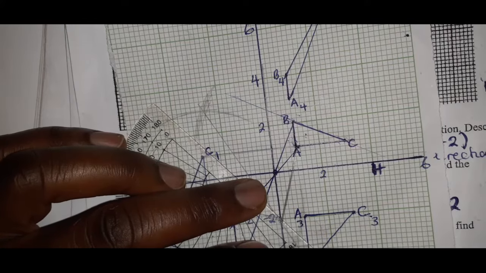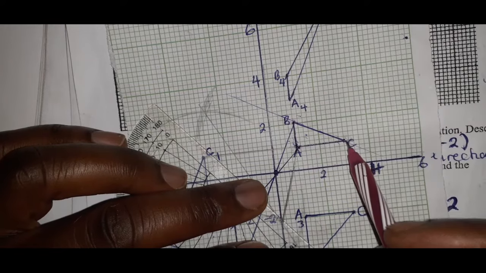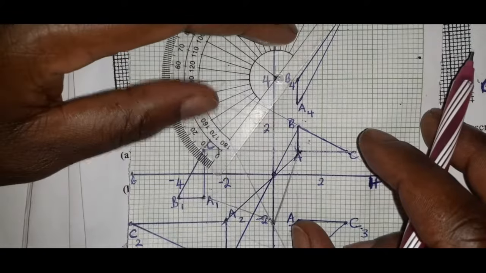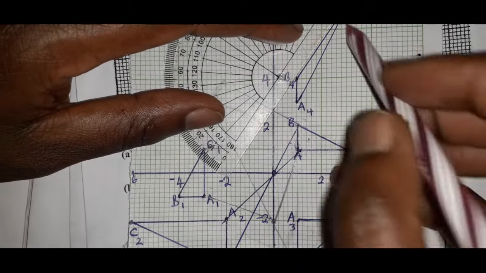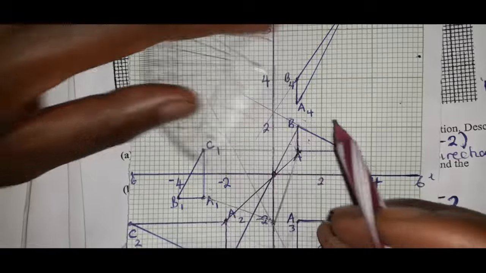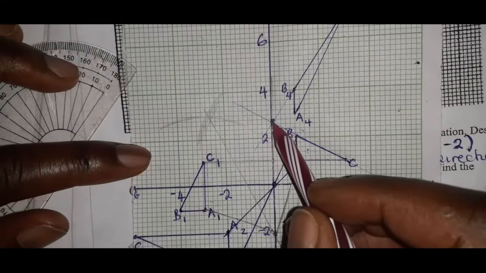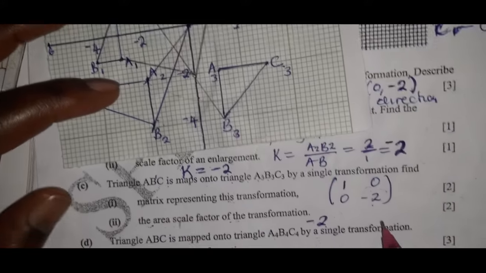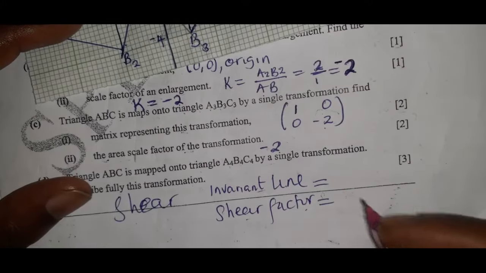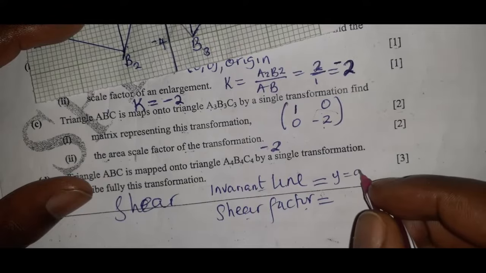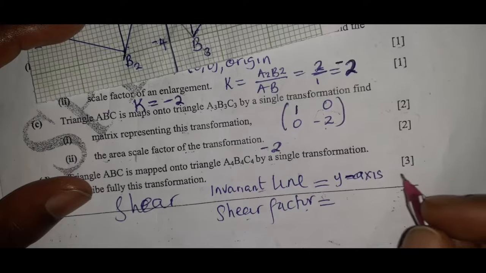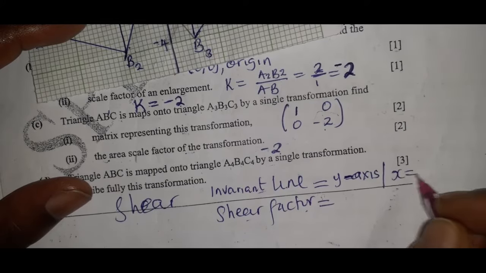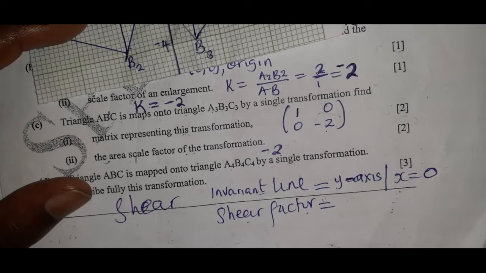That is from the object. Then you also go and extend it from the image. Where are they meeting here? Where they meet, they're meeting on the y-axis. So the invariant line is the y-axis here. The invariant line is the y-axis, or you can say the invariant line is x is equals to 0.